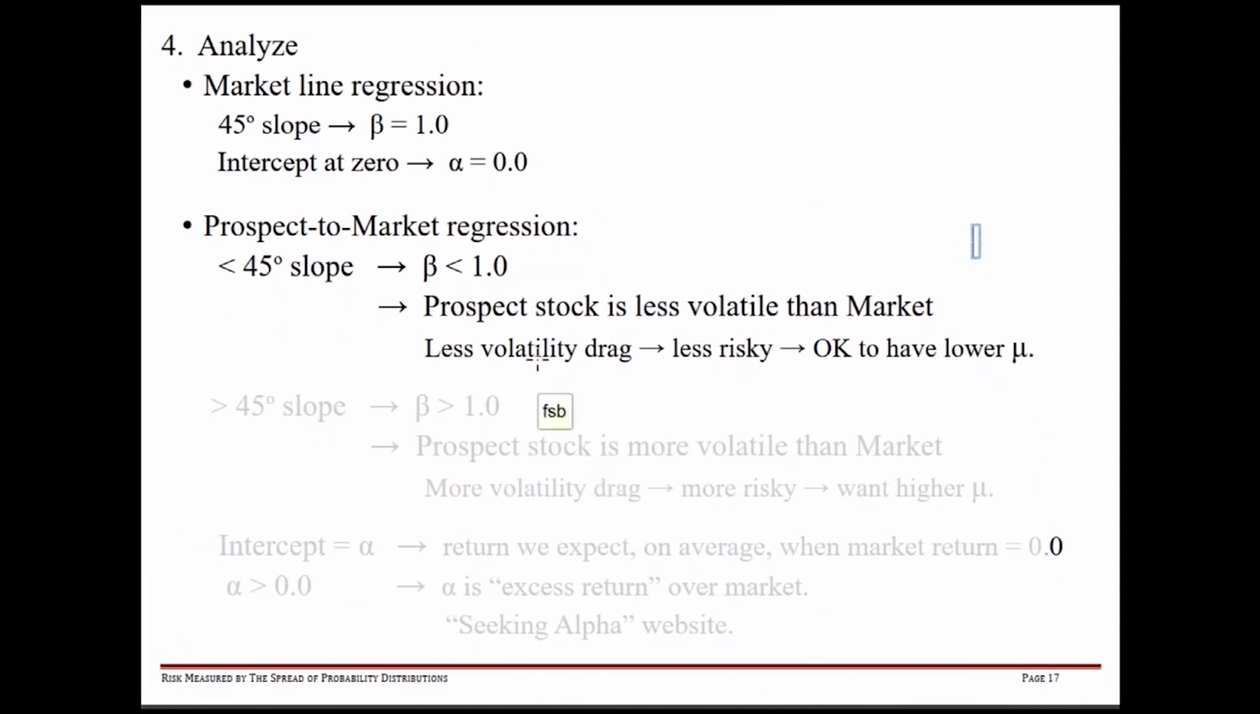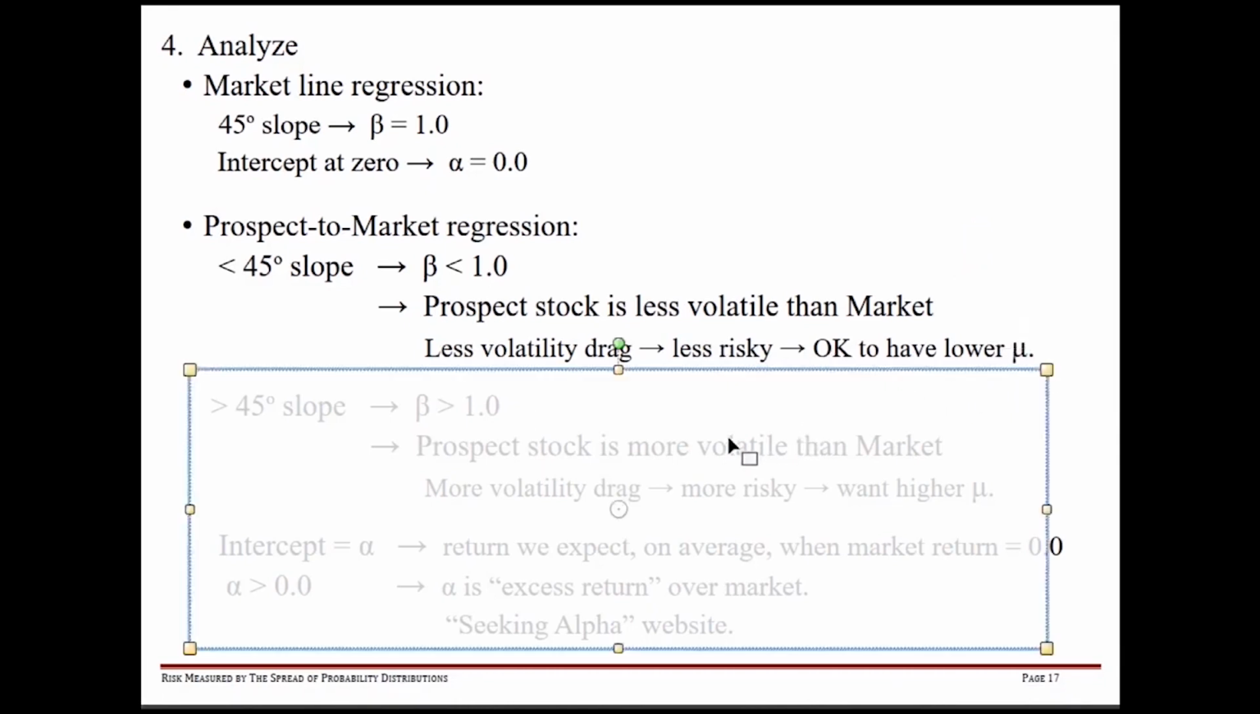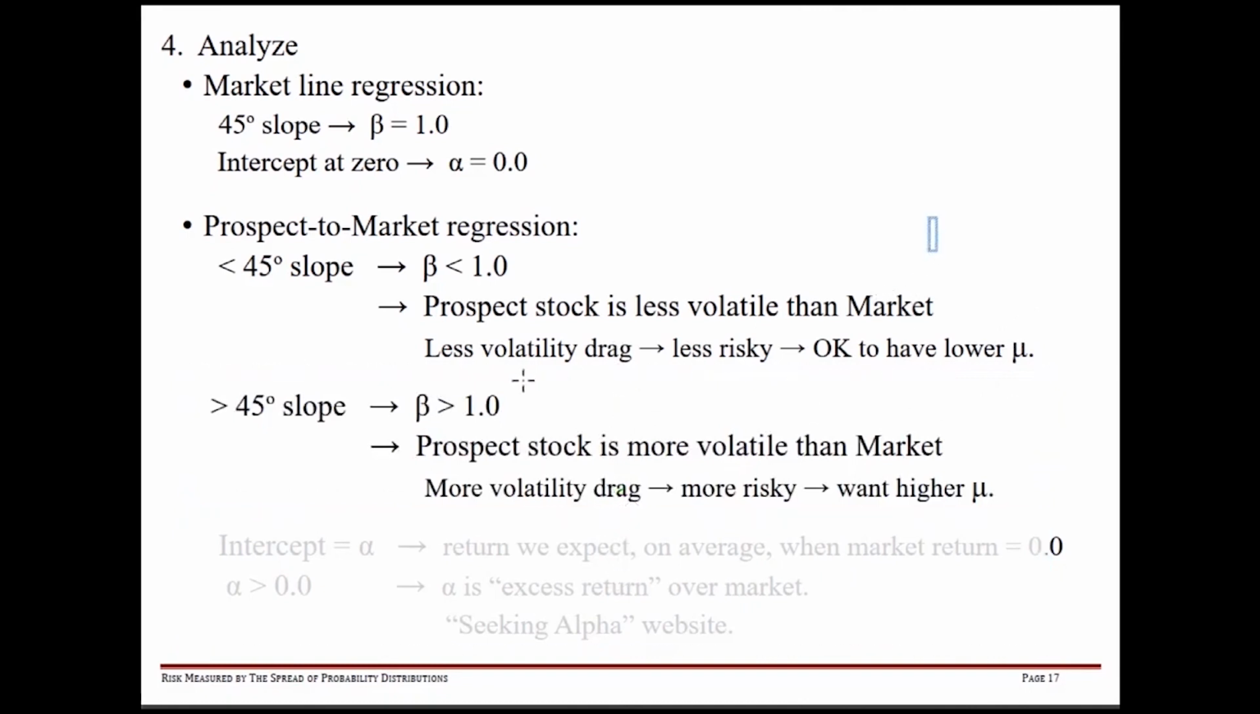And that's important because it tells us less volatility drag, less risky than the market. So it might be okay to have a lower average annual return there. And if, on the other hand, when we do our regression, we get a beta that's greater than 1, it's telling us our prospective stock or ETF is more volatile than the market. We have more volatility drag. There's nothing wrong with that, but to overcome that, we want to have a higher expected value.